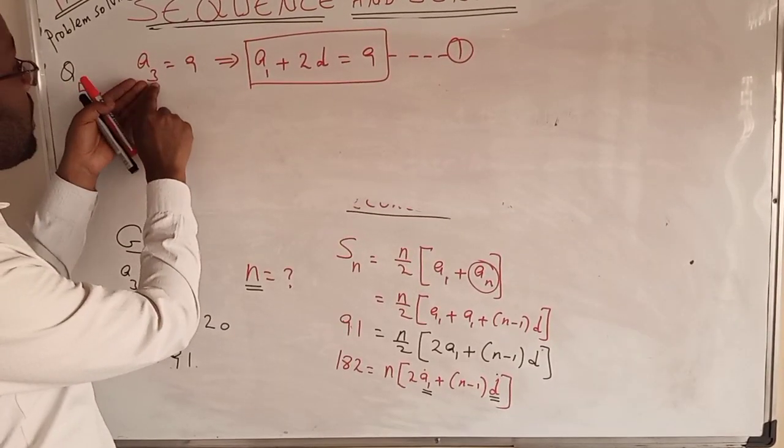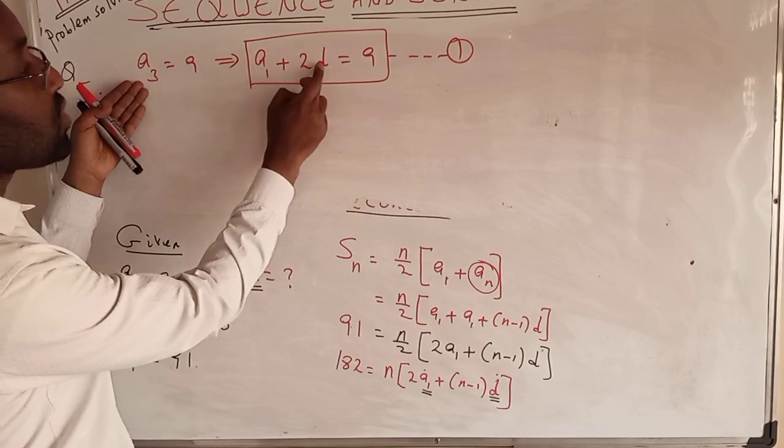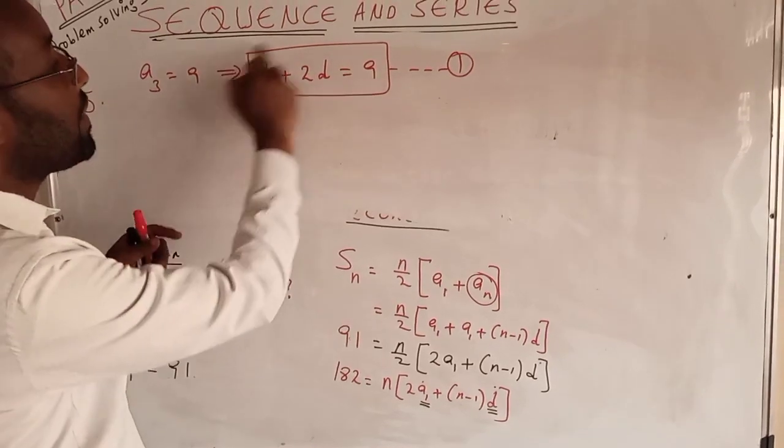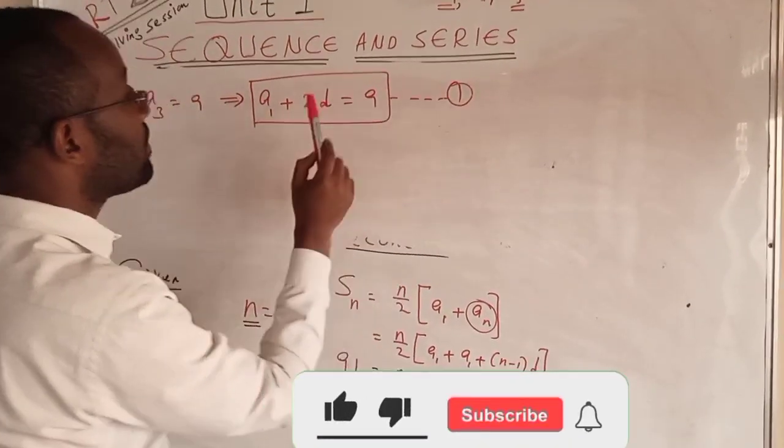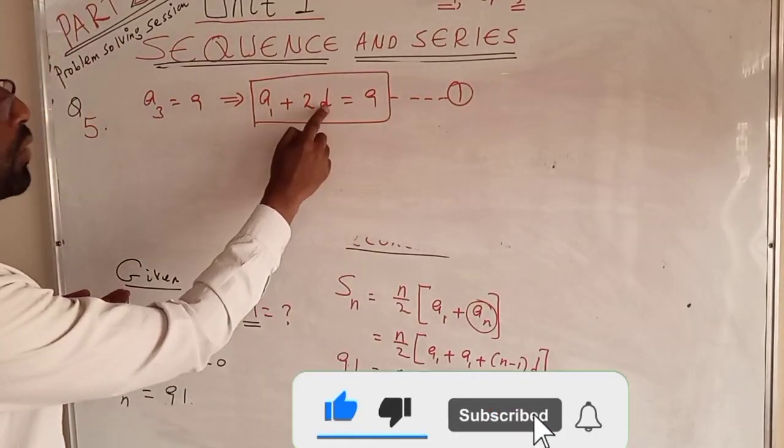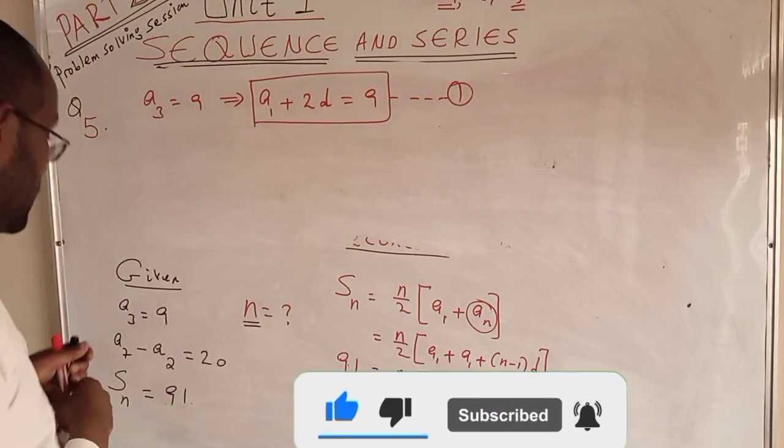We express the third term like this, which is A1 plus 2D equals 9. Let us consider this as equation number 1. We don't know the first term and the common difference.